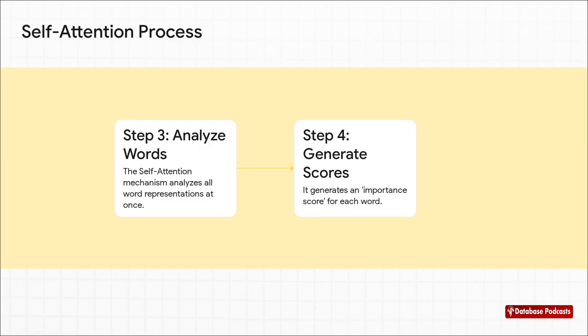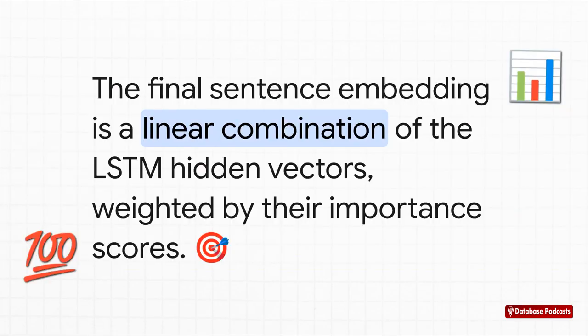And based on that analysis, it assigns that importance score to each word. And those scores are what determine the final outcome. The whole process gives us a final intelligent summary of the sentence. You can think of it as a weighted average, where the words the AI highlighted with high importance scores have a much bigger influence on the final positive or negative decision.